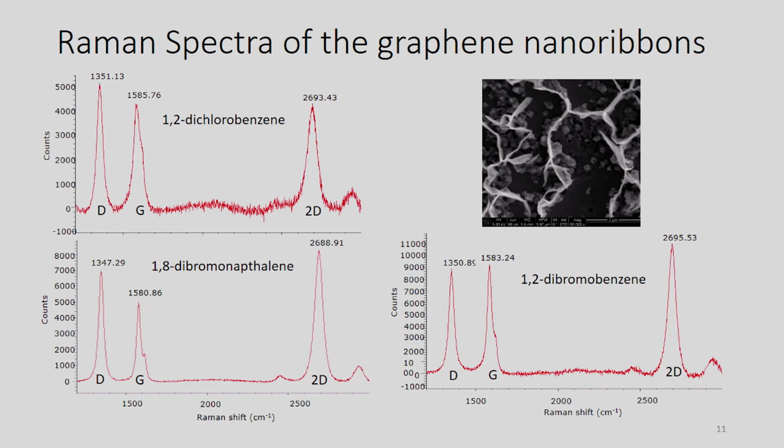So as you can see, the Raman spectra of the graphene nanoribbons grown with 1,2-dichlorobenzene, 1,2-dibromobenzene, and 1,8-dibromonaphthalene all exhibit strong D, G, and 2D peaks, which indicate that the graphene nanoribbons were successfully grown.